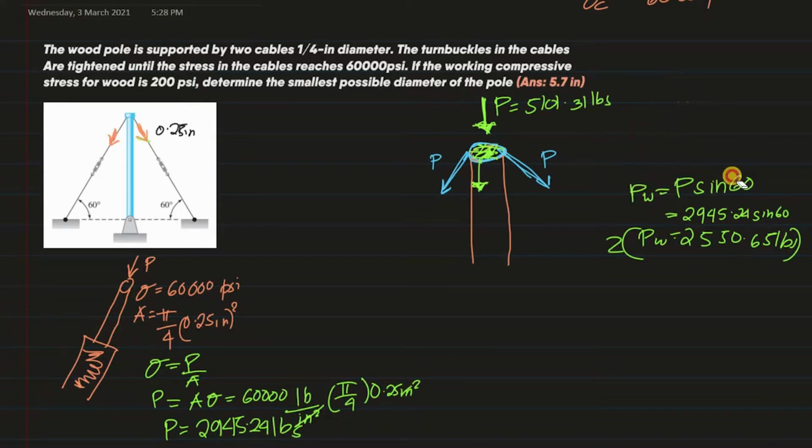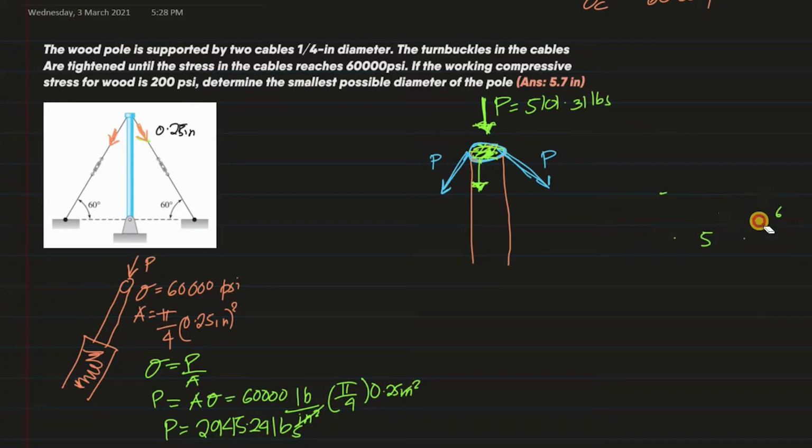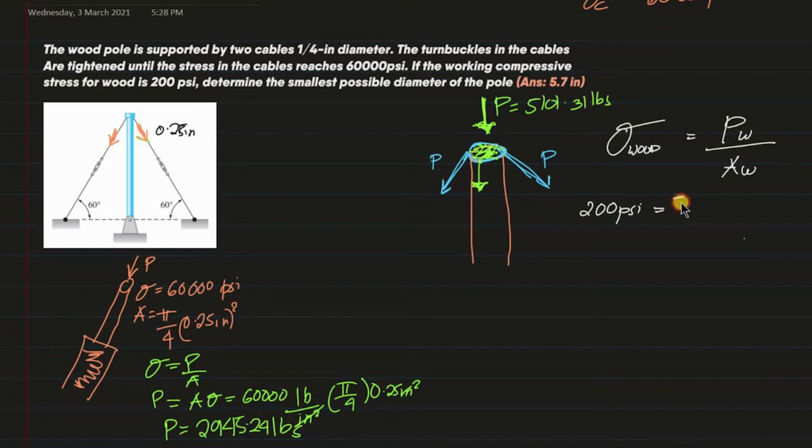Okay? So, now na alam natin yan, it's okay to erase these things. Okay? Erase natin yan. And we can finally solve for that diameter. So, let's solve for the stress of the wood. That's equals to PW, the force of the wood, and the area of the wood. Ito guys, given to, di ba? The working compressive stress for wood is 200 PSI. So, that's 200 PSI. Ang PW na solve natin, which is 5101.31 pounds. And the area is pi over 4 times d squared.